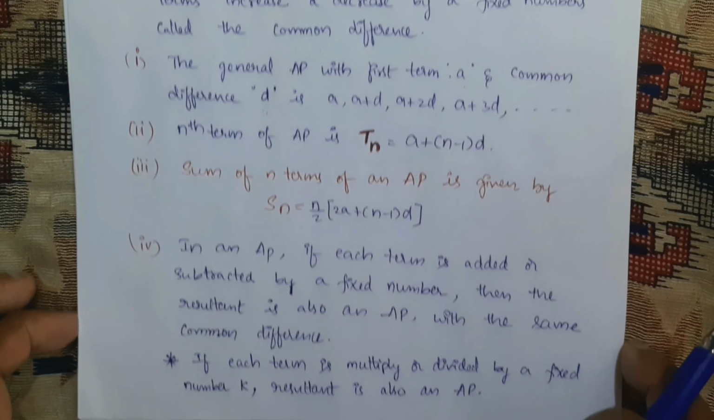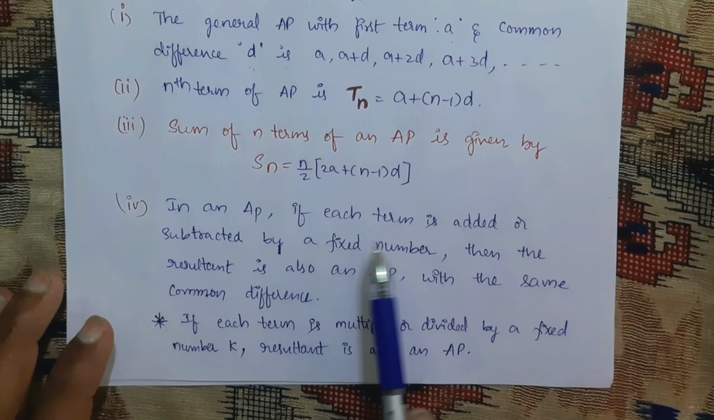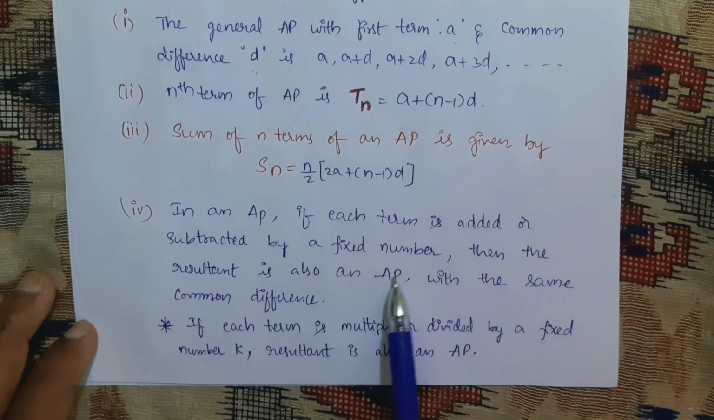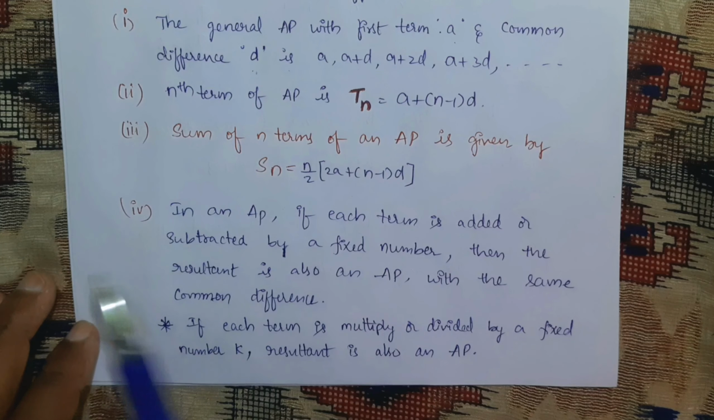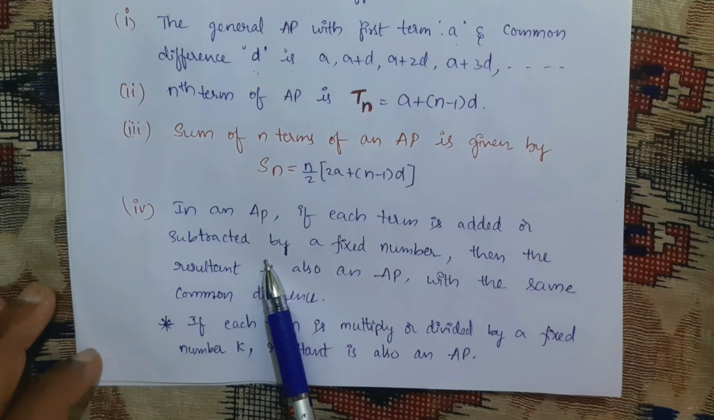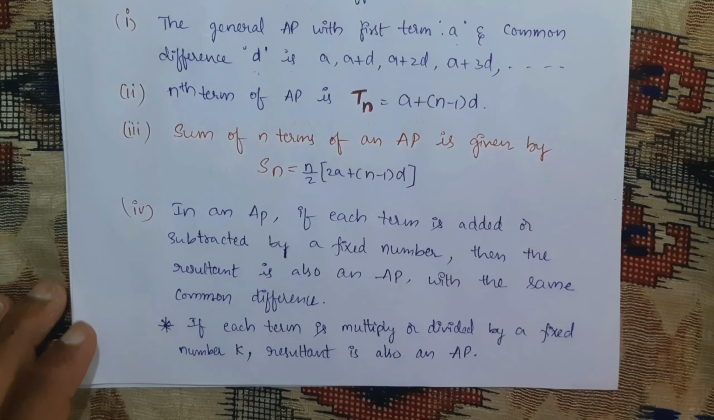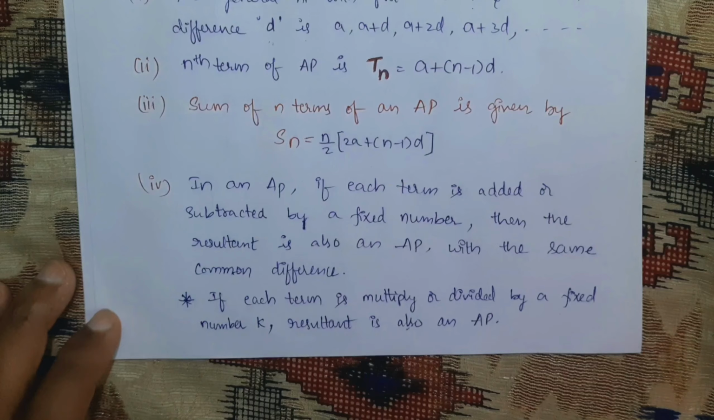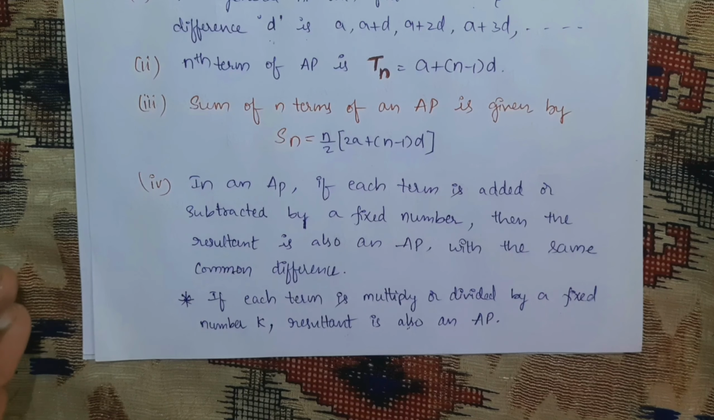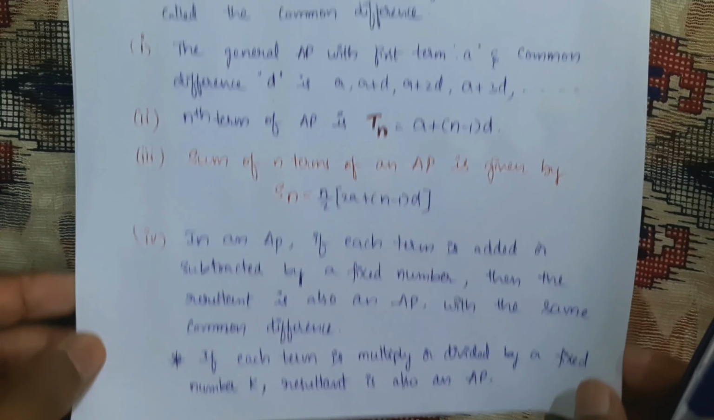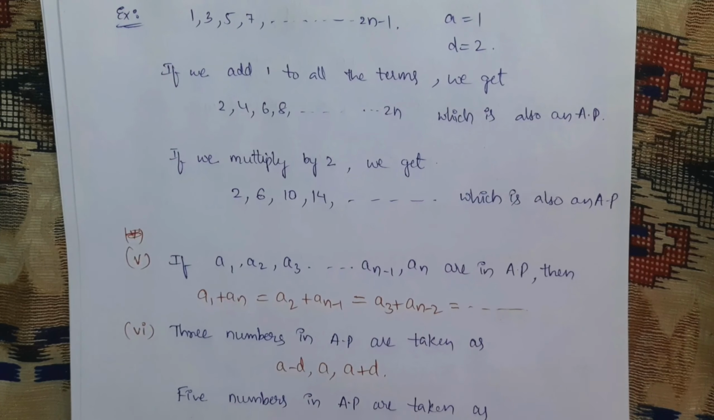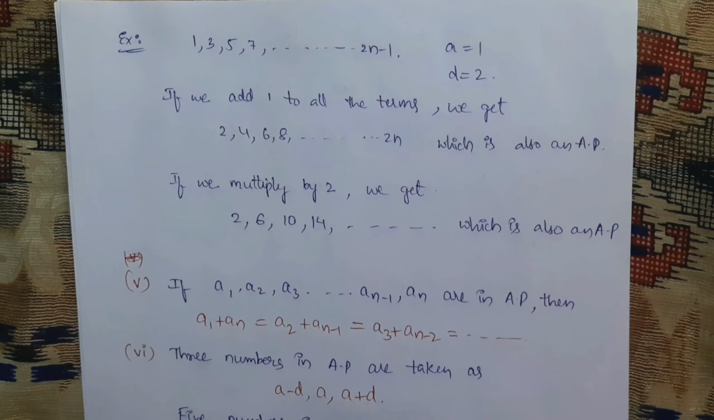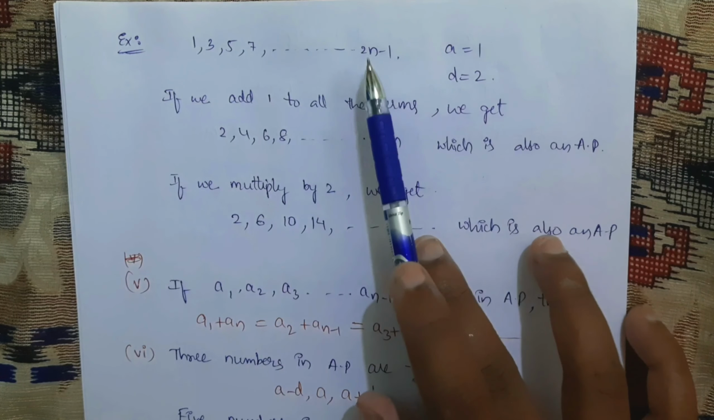Next, in an AP, if each term is added or subtracted by a fixed number, then the resultant is also an AP. And again, if each term is multiplied or divided by a fixed number k, the resultant is also an AP.